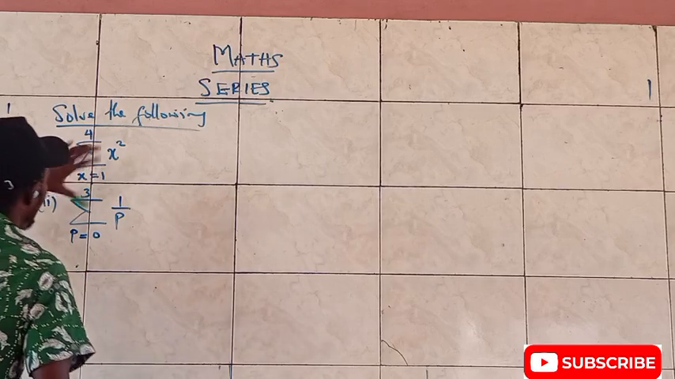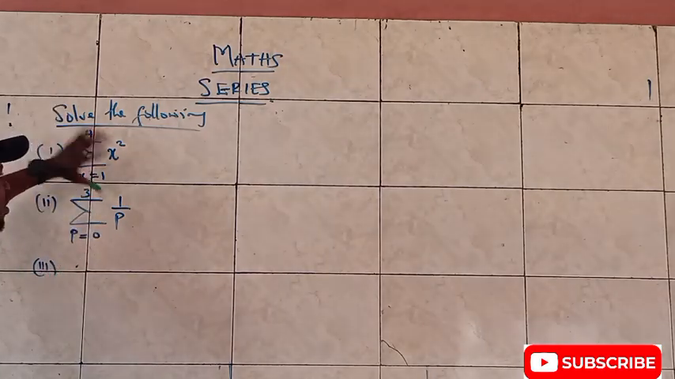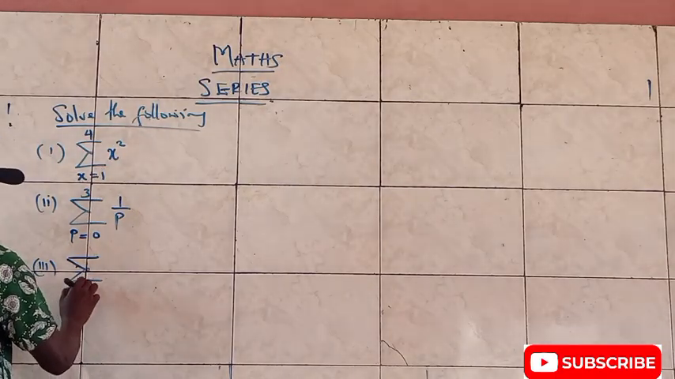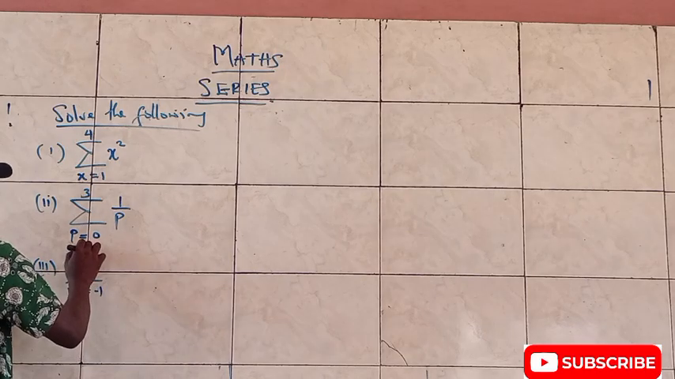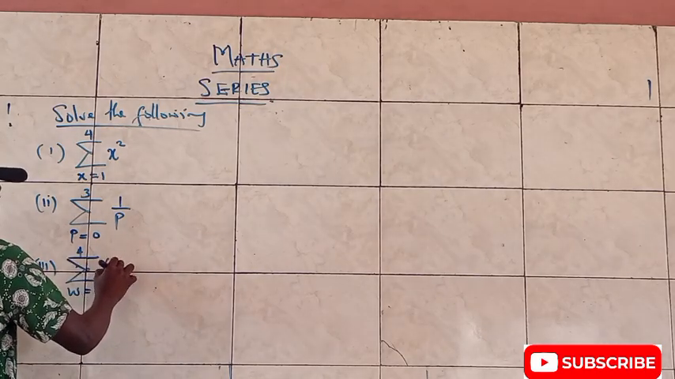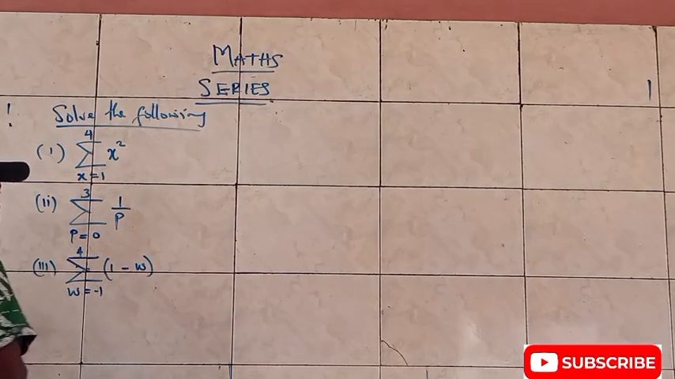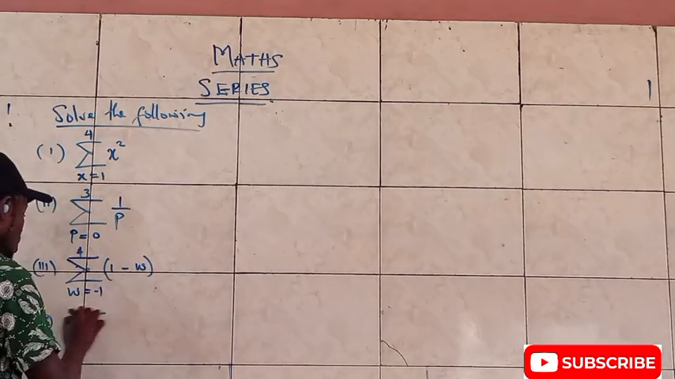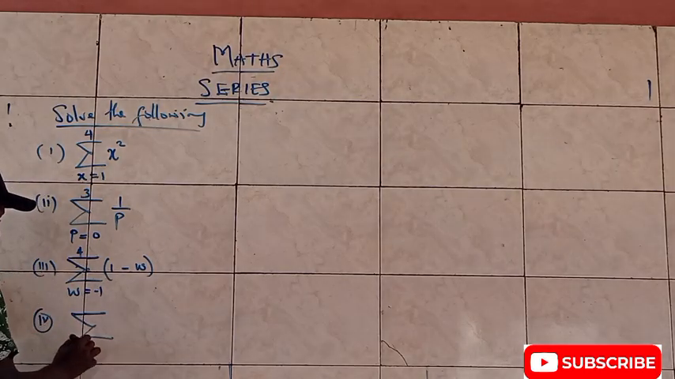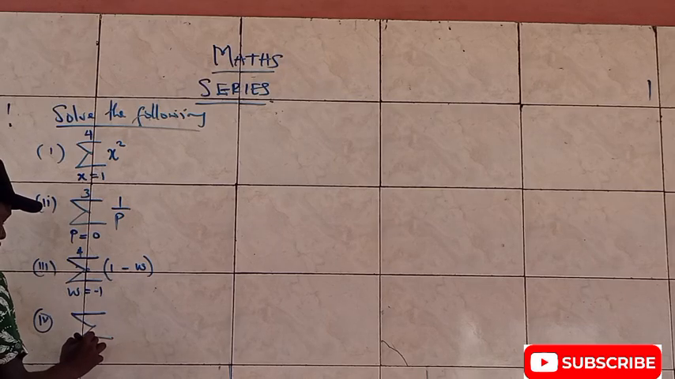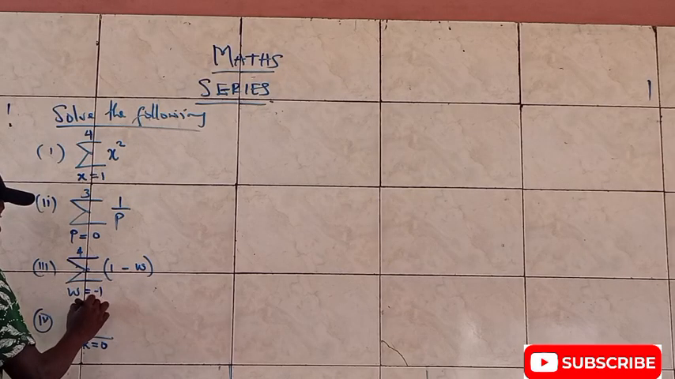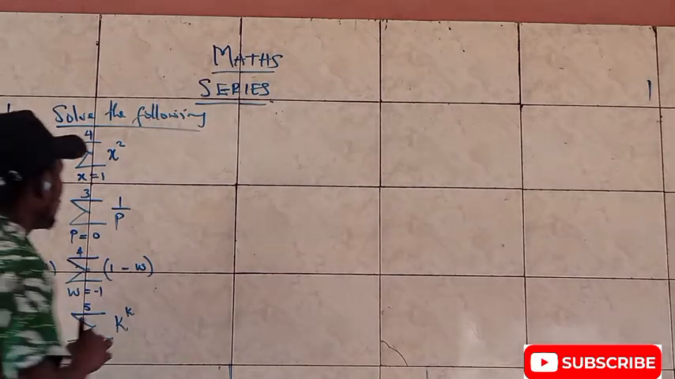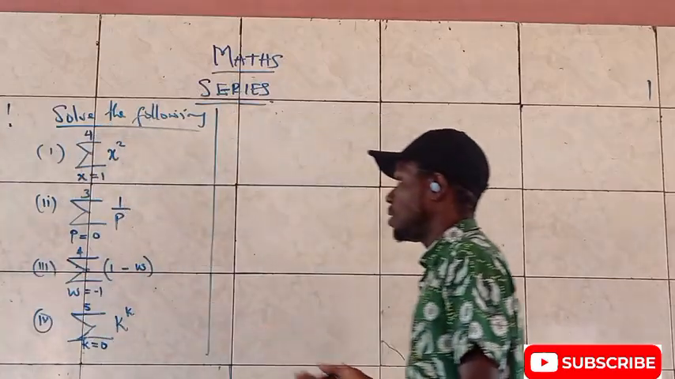I like to tweak my variables so that you don't think that mathematics is only equivalent to x and y. That's why I like changing them many times. So we have the summation of, let's say, w starting from -1 all the way down to 4 of 1 minus w. Then let me add one more that I believe will be your own assessment: the summation of k starting from 0 all the way down to 5 of k raised to the power of k. So you can do this for yourself. Let's take the solutions one after the other. I'll try to take 3.